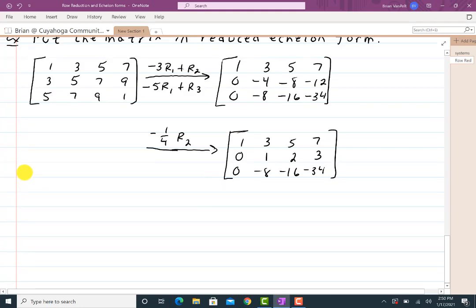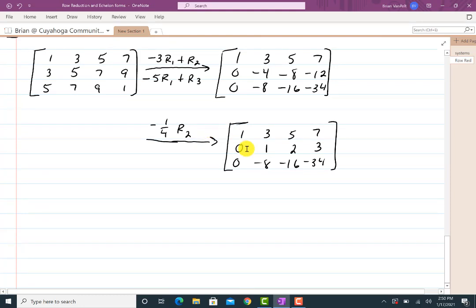And there we go. Now I'll go ahead and wipe out the 3 that's above the 1 and the negative 8 that is below the 1. So to get rid of that 3, I'll do negative 3 R2 plus R1. So negative 3 times 2 is negative 6 plus 5 is negative 1. And then negative 3 times 3, negative 9 plus 7 is negative 2. Of course, the second row is unaffected.